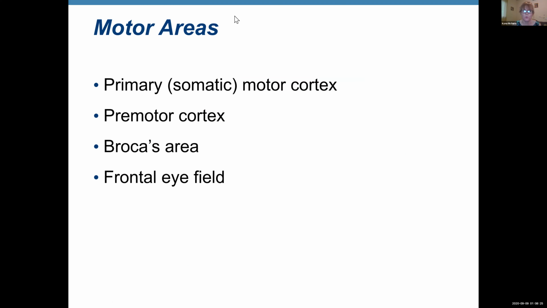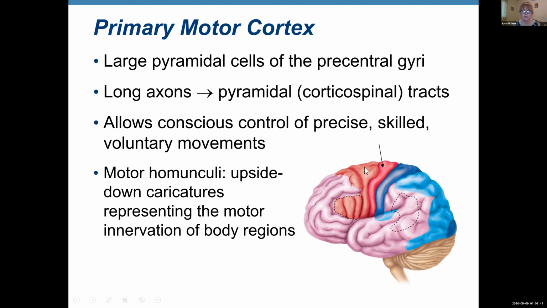Now let's look at the motor area in a little bit more detail. We have the primary motor cortex, or somatic motor cortex. We have the premotor cortex, Broca's area, and the frontal eye field. And I put in these little arrows.